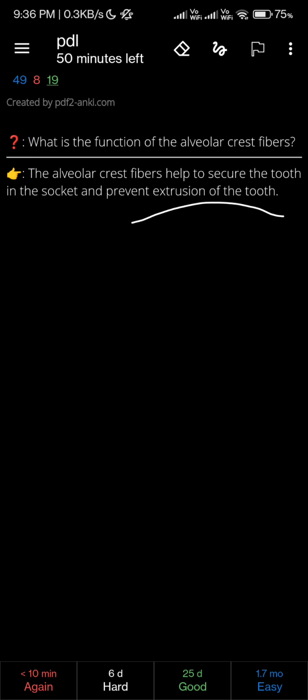So alveolar crest fibers help to secure the tooth in the socket and prevent extrusion of the tooth. That's what the alveolar crest fibers do: secure it in the alveolar socket and prevent extrusion of the tooth.